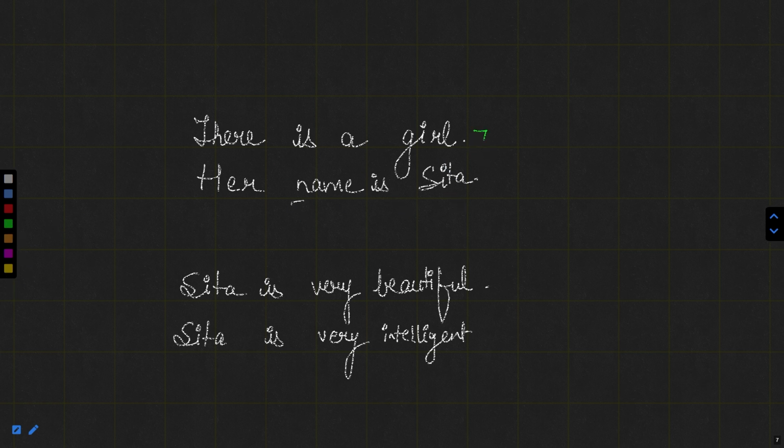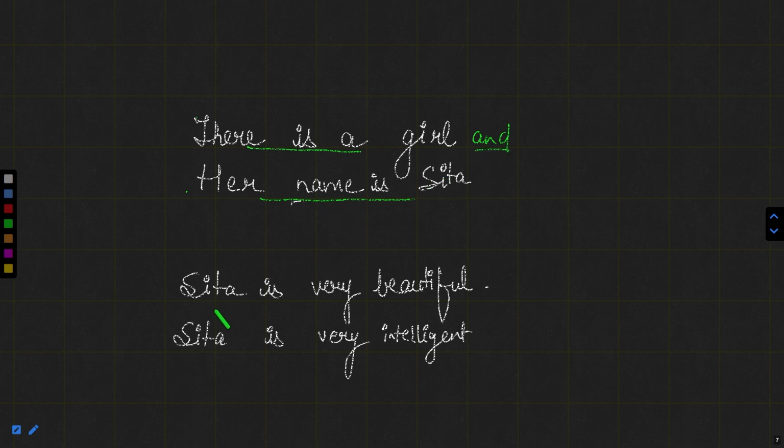If I want to join the first two sentences, I can write, there is a girl and her name is Sita. This is one sentence which is complete in itself, and this is another sentence which is again complete in itself. It means I cannot say that this sentence is related to that otherwise. Maybe there is a girl, she's someone else, and her name is Sita, she's someone else. So these can be sentences used for two different people as well. These are not interrelated sentences, but we can join them together with the help of and.